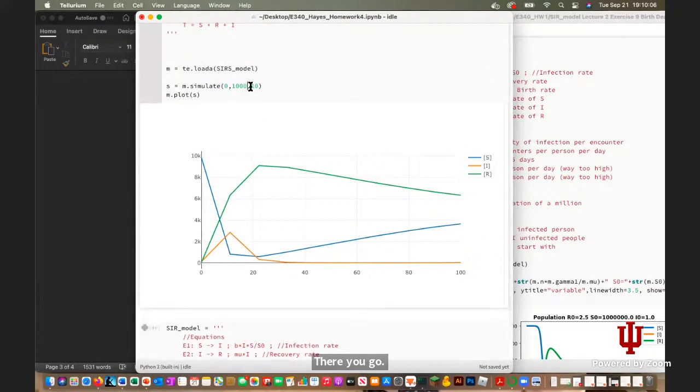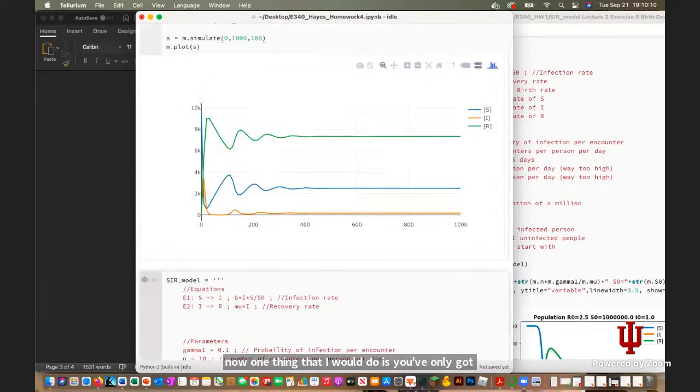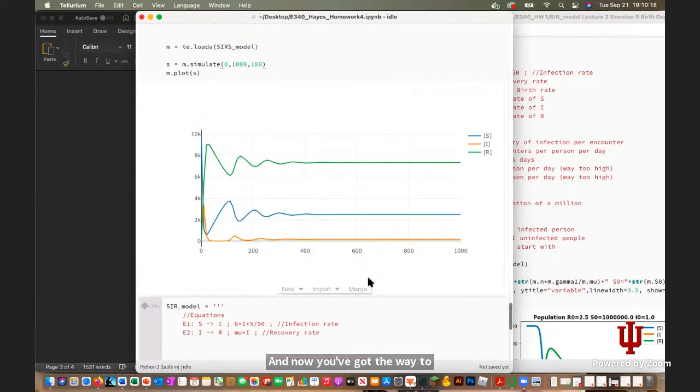Now, one thing that I would do is, you've only got 10 points, so I would interpolate. There you go. And now you've got the waves of infection. That looks better. And I apologize to everybody for that.